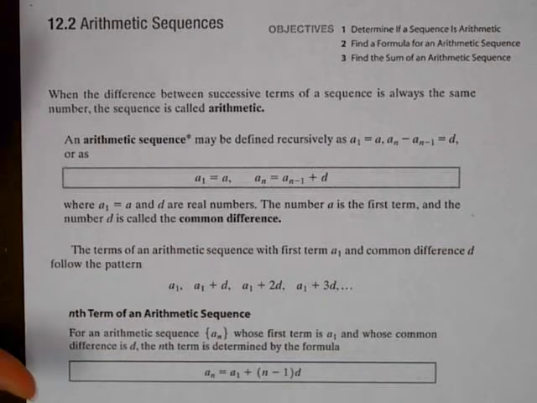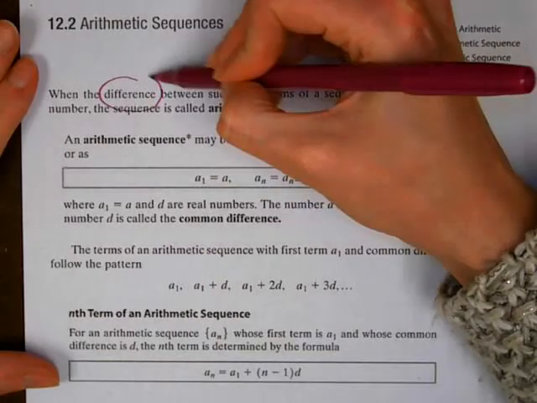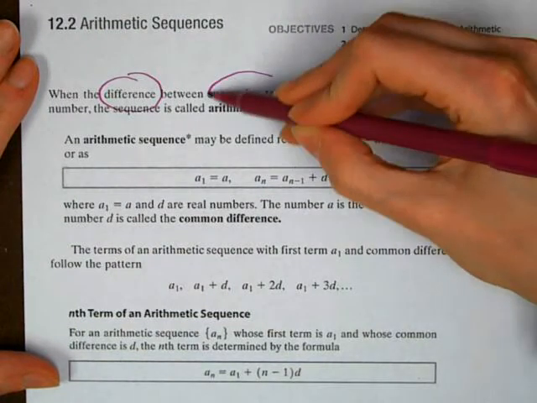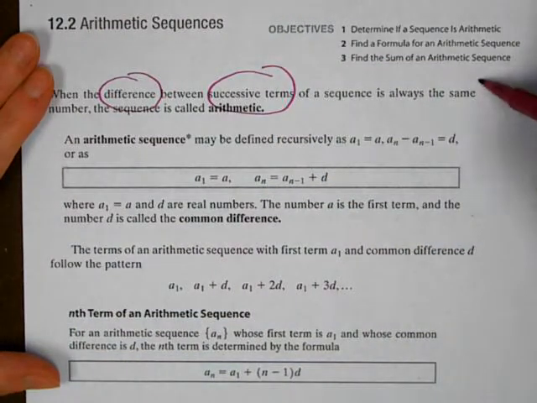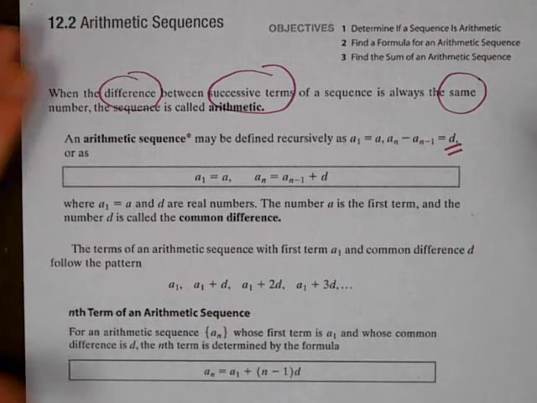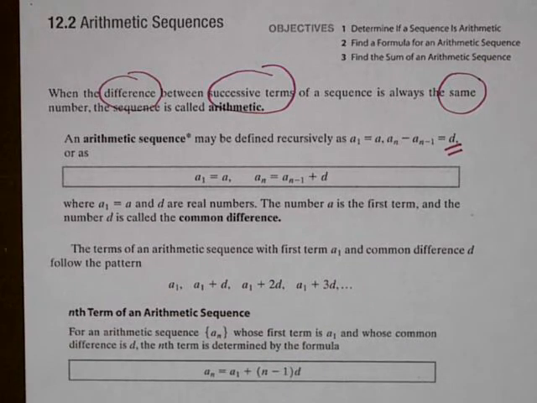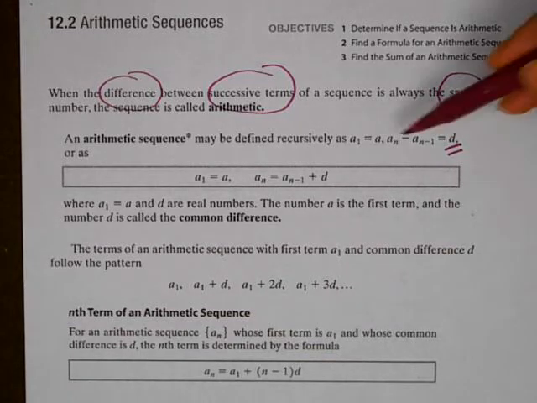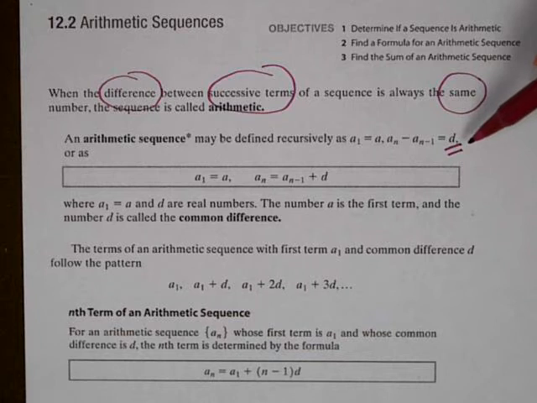That is if the difference between terms is always the same number. So if you were to subtract a term and its previous term, you would get a number we call D. And no matter what two terms you pick in the sequence, if they're directly one behind the other, and you subtract them, you always get D, then that's an arithmetic sequence.